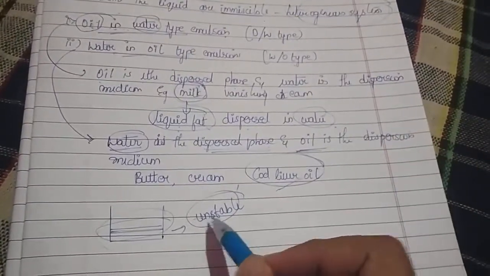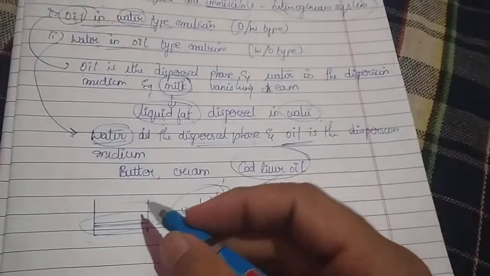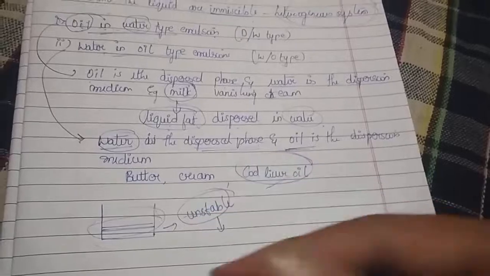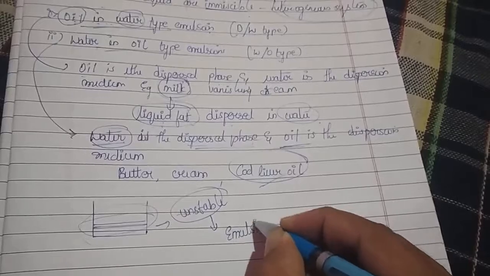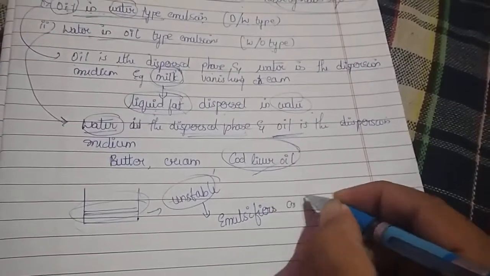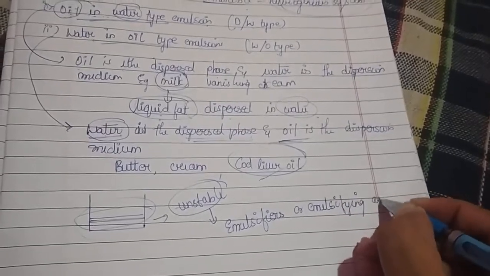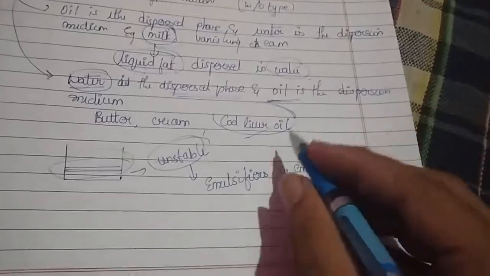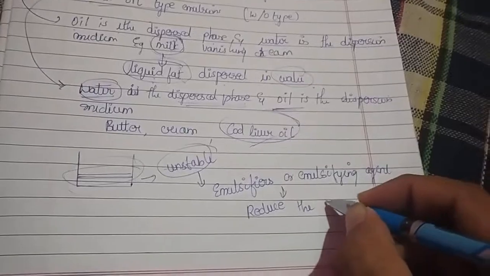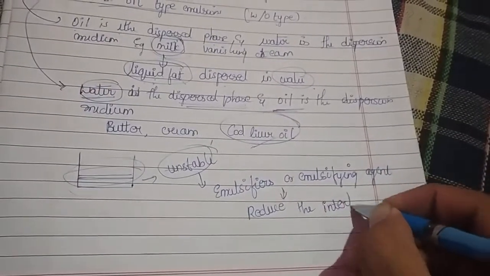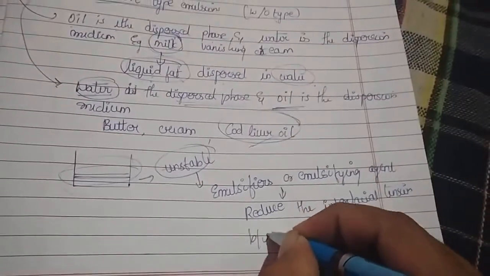So in order to stabilize such emulsions, we add an agent. We add certain substances, and these substances are called emulsifiers or emulsifying agents. Actually, what they do is reduce the interfacial tension between the two liquids.